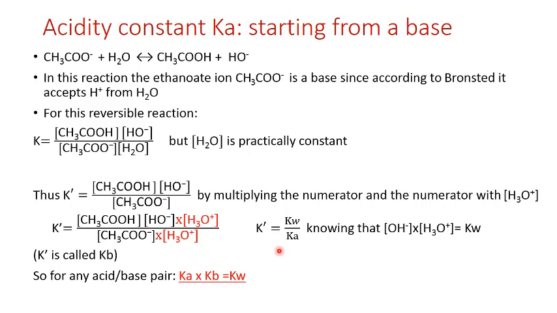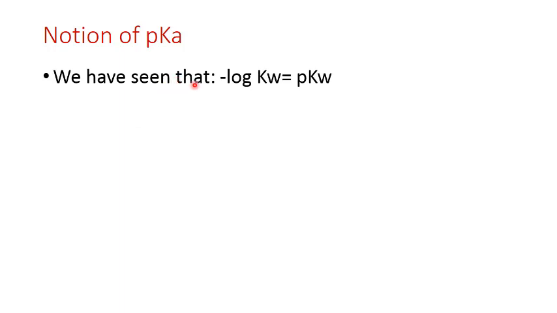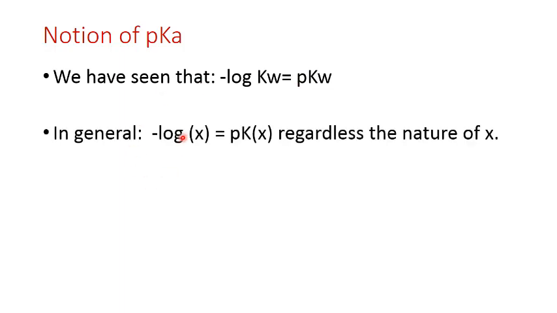Now, how to make use of Ka? Before that, we also have to study the notion of pKa. You know that pKa, in the first lesson, was taken as follows. Do you remember when we did minus log Kw? Kw is equal to 10 to the power minus 14, so pKw is equal to 14. That is something admitted. Now, in general, for everything denoted here by x, to which we apply the mathematical function minus log, the result would be the p of this x, regardless of the nature of x.